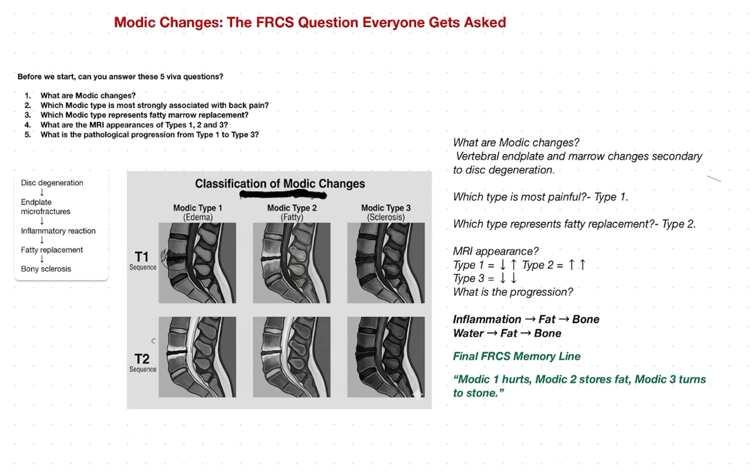And then Modic type 2. Over time this edema is replaced by fat, and we know how fatty tissue looks on various MRI sequences. On T1 and T2, fat is bright. Okay, so this is the most common type. So whenever you see an MRI, if you see that it is bright on both, then you will come to know that it is fat. You can see this is the subcutaneous fat, which is bright on both, and here fat is bright on both.